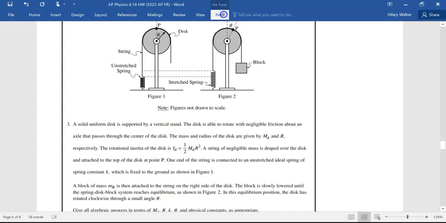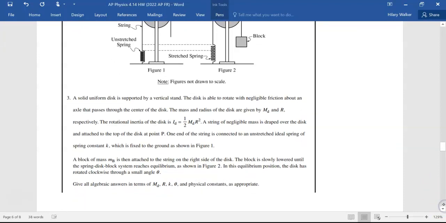Okay, so now that you've done that, let's look at the problem together. One thing to always keep in mind is that when you do a problem, you are only allowed to have certain things in your final answer. They list them here. Physical constants, again, that would be like the acceleration due to gravity, little g, or big G, the universal gravitational constant, things like that.